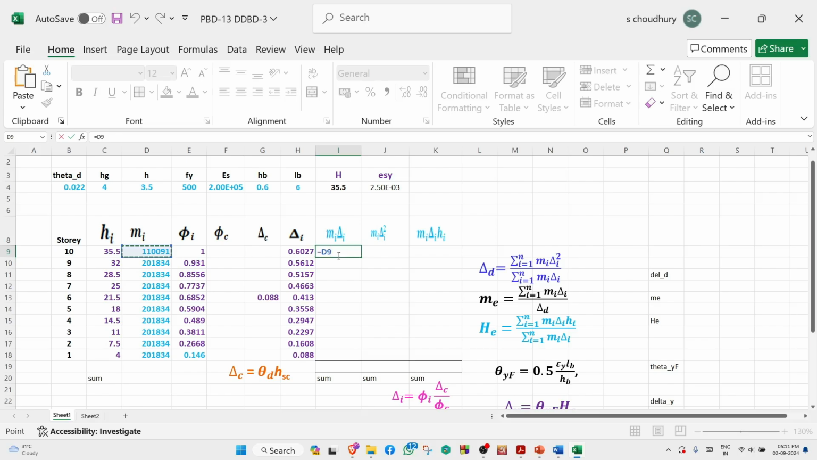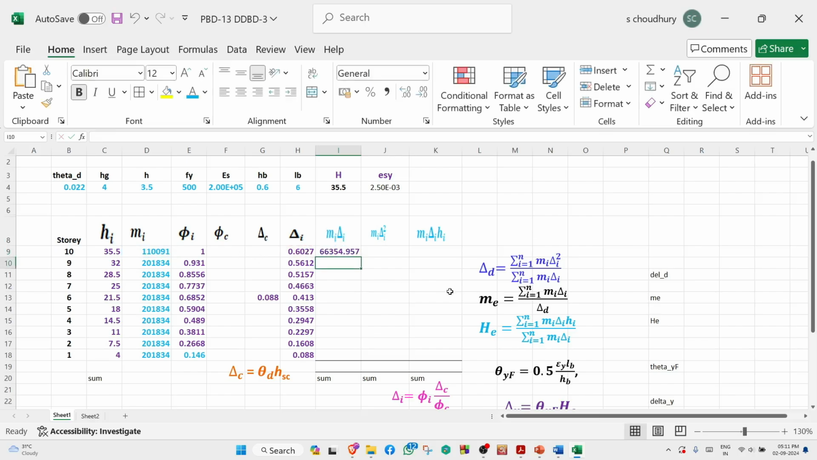So this star, mi star delta I. So this one. This is the product. We don't need perhaps all the decimals, so we can reduce the decimals. Even no decimal is required perhaps because the figures are big. Then apply this formula over the other floors.